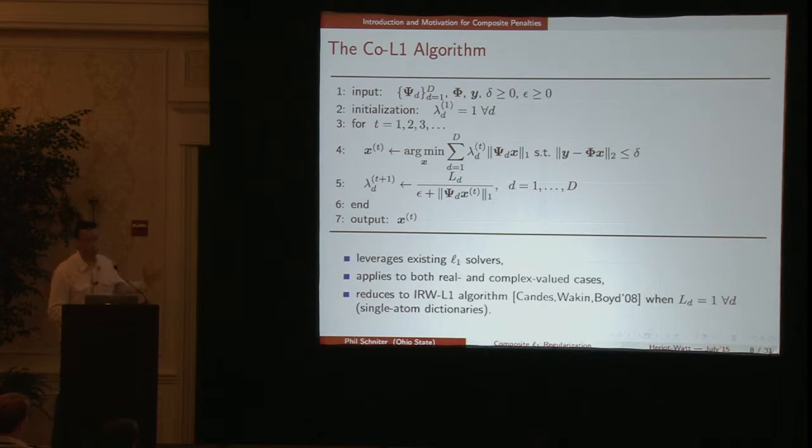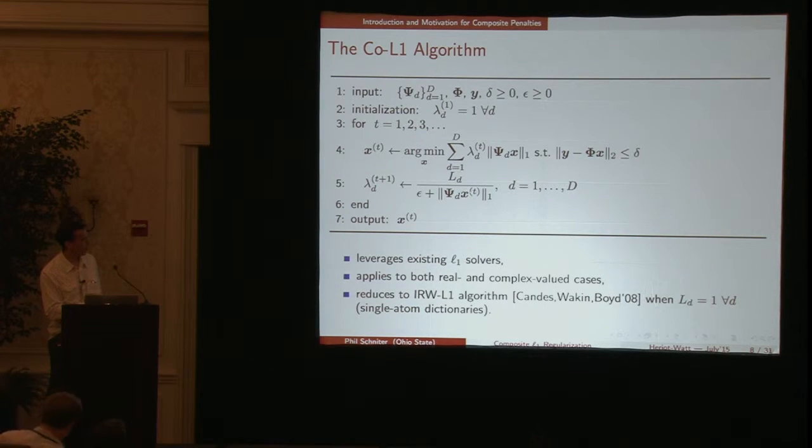So let me just show you the algorithms, and then I'll show you a whole bunch of interpretations for them. Okay, so let's just focus on these middle two lines. Essentially, this is the composite L1 algorithm, and it just alternates two steps. The first step is just this standard L2 constrained weighted L1 minimization problem. And then the second step here is kind of the key step. This is how those weights are updated.